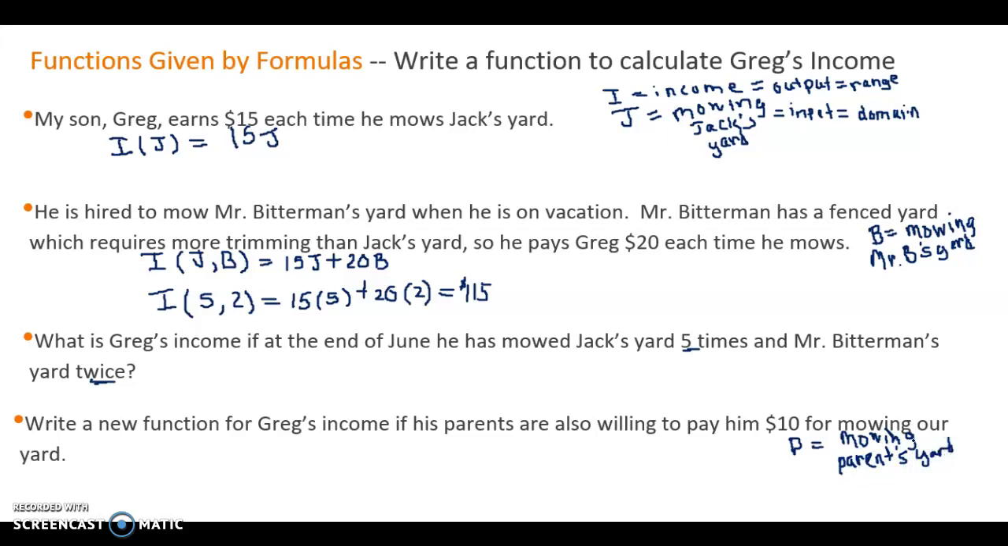And I build upon what I had previously written for my function. So I am calculating income this entire time. I have input of mowing Jack's yard, mowing Mr. Bitterman's yard, and now mowing his parents' yard. And I have my formula, $15 every time he mows Jack's yard, an additional $20 every time he mows Mr. Bitterman's yard, and now an additional $10 every time he mows his parents' yard. And so I have written a function using function notation that captures the way that Greg can make income.